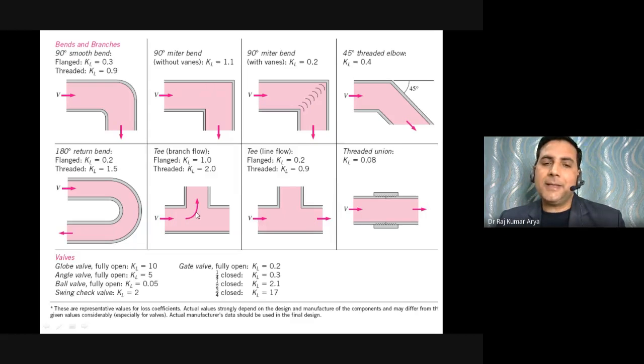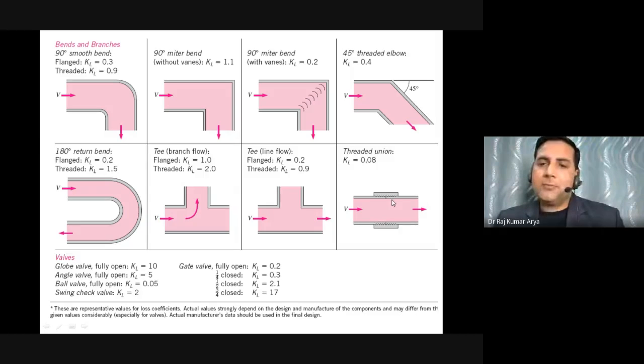This is the T. Here three connections are there. So this is T, and this is again a T here. Here you have changed a straight line. So this is a line T. This is just a T to change the direction of the flow.